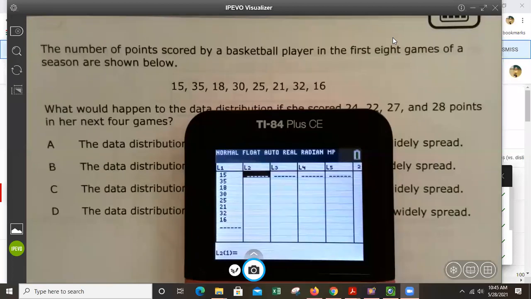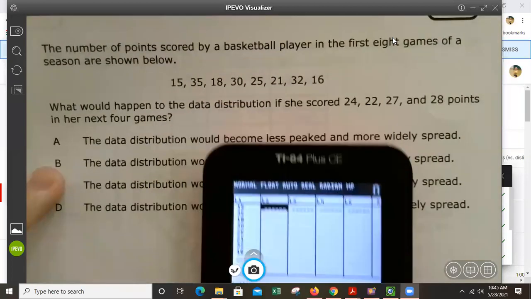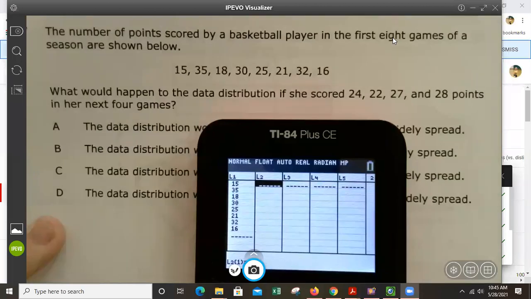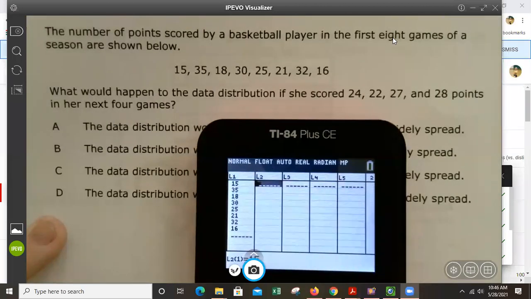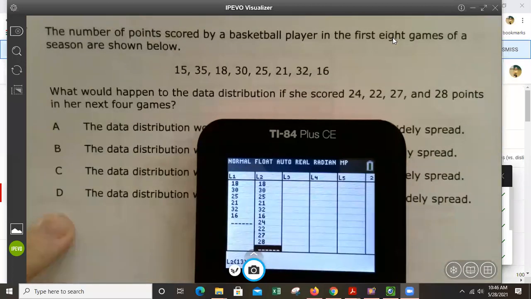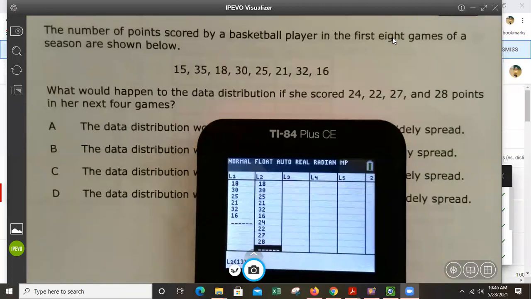All right. In L2, I'm going to put all the rest of them in plus those. So 15, 35, 18, 30, 25, 21. And the reason I'm doing it at the same time is so you guys will be able to see it at the same time. Okay. So I added 24, 22, 27, and 28.